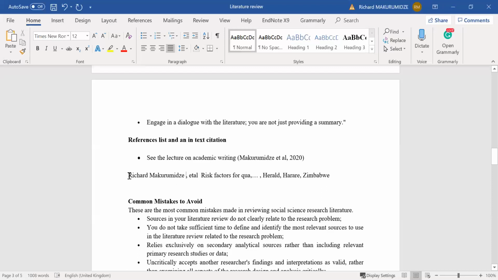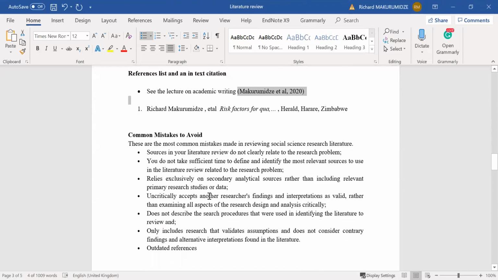But at the end of your writing, you have a reference list where you list all the references which you used. In the text you write this way, but at the end you have a reference list. As I said, we have a separate lecture which discusses how you write it, so these concepts are very important for you to understand. When you are writing, you have in-text citation, and you have a reference list.